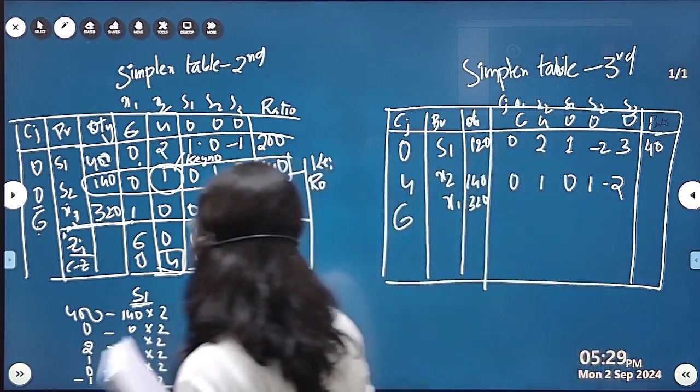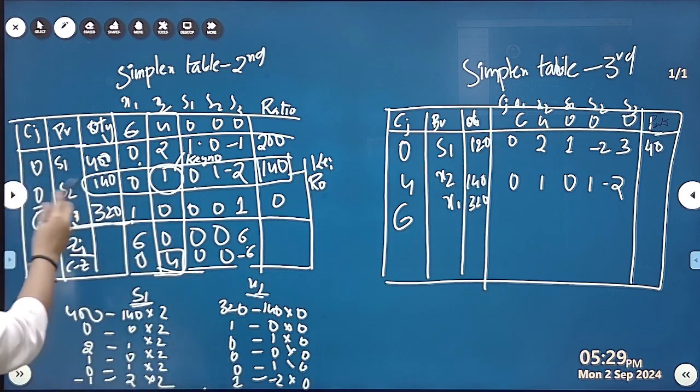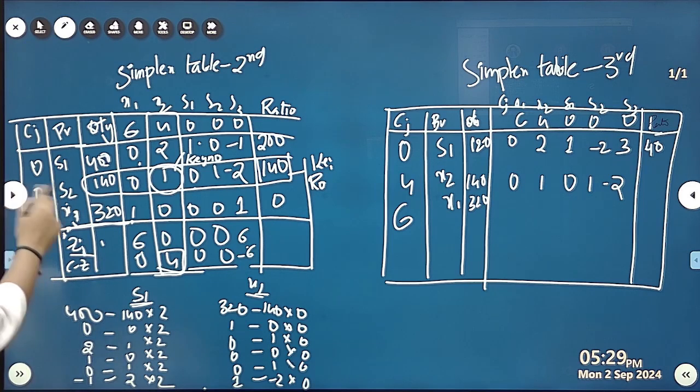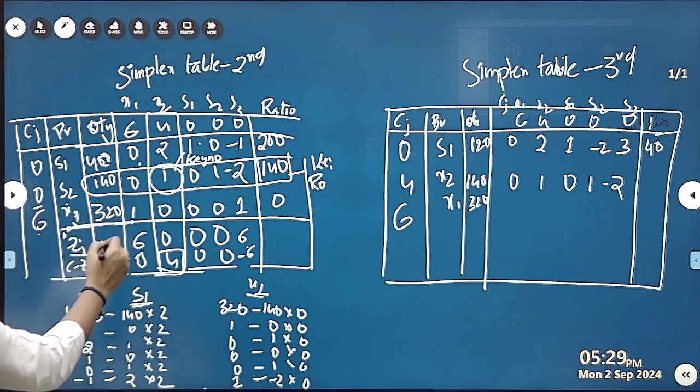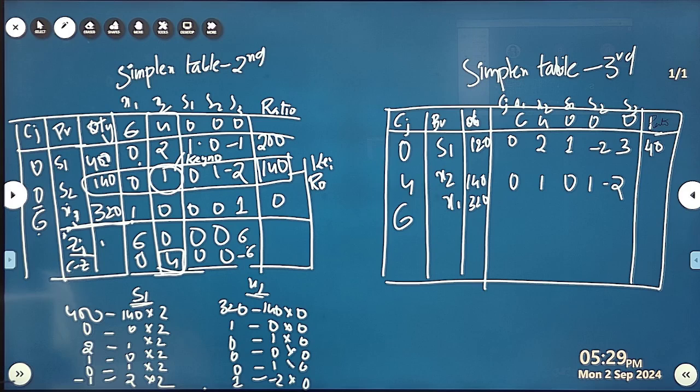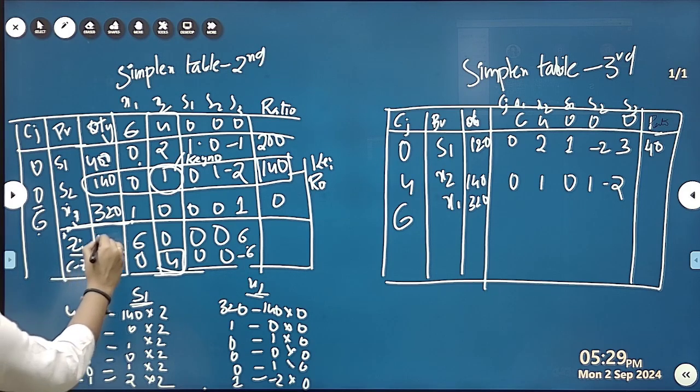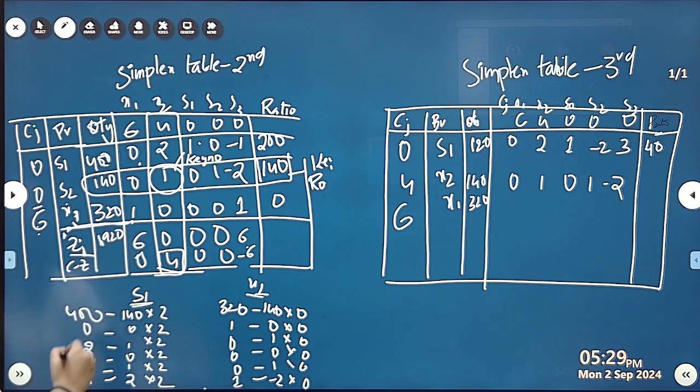Actually we have missed one, here we didn't do these zj values. Zj values, here you will get the value, right? 0 into 400, 0 into 140 is 0, but 6 into 320 you will get the value, right? What's the value? 6 into 320, 1920. Okay, I have written.